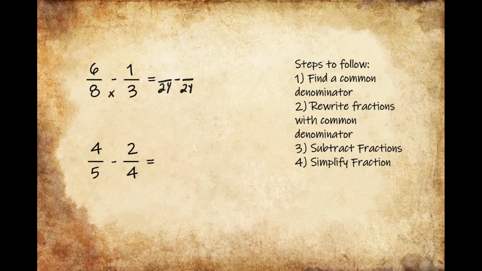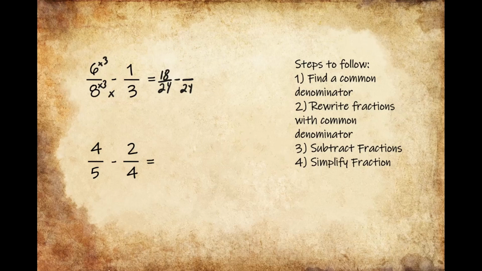So in order for me to rewrite the fractions properly, I have to make sure that whatever I did to the bottom numbers, I do to the top as well. So I had to multiply 8 times 3 in order to get 24. So I have to multiply 6 times 3 as well. And 6 times 3 gives me 18.